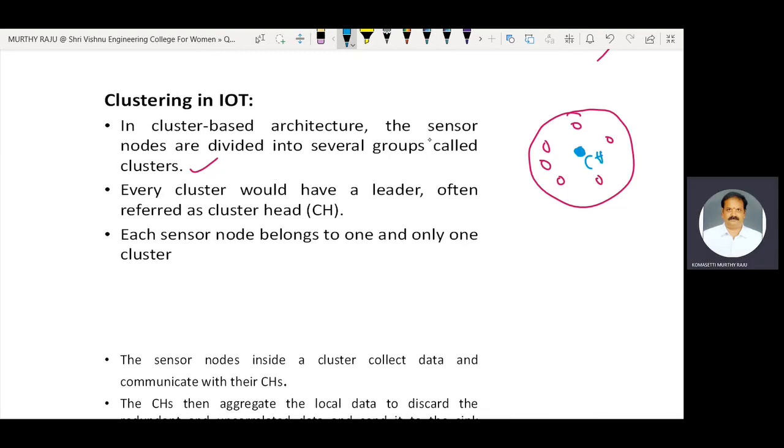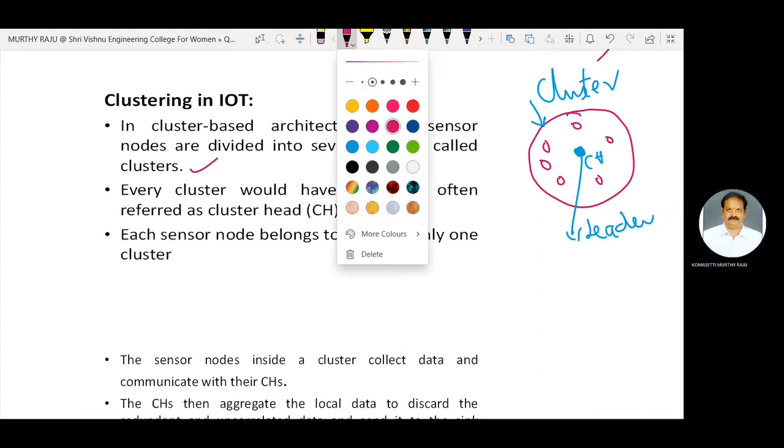In cluster-based architecture, the sensor nodes are divided into several groups called clusters. This is the cluster. Every cluster would have a leader, often referred to as a cluster head. This one is the leader, that is called the cluster head. Each sensor node belongs to one and only one cluster. This is the sensor node. 1, 2, 3, 4, 5, 6. These 6 nodes belong to that particular cluster.